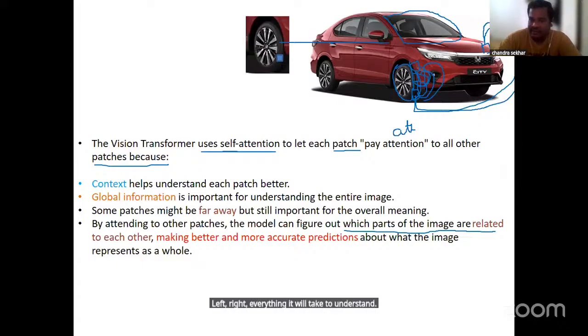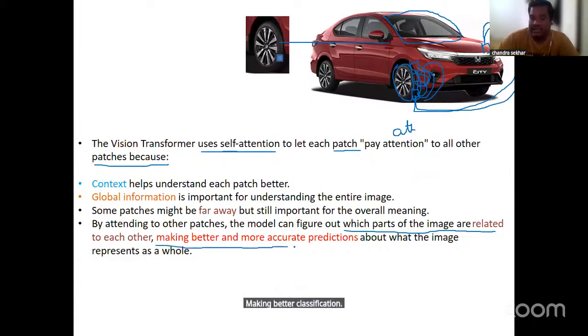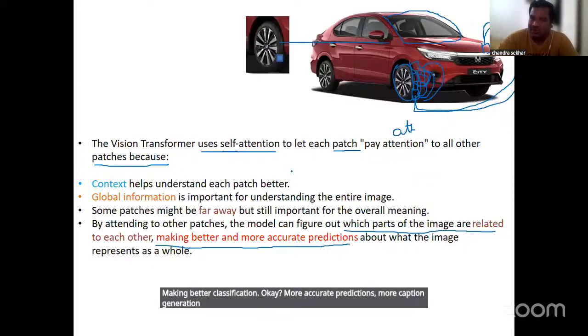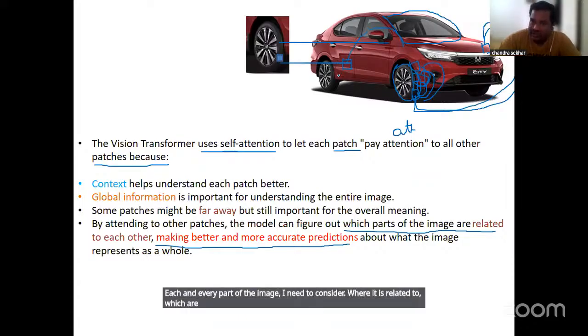By attending to other patches, the model can figure out which parts of the image are related to each other, making for better classification. Okay, more accurate predictions, more caption generation. So if I want high-level caption generation, I need to understand each and every patch, each and every part of the image I need to consider, where it is related to, which are the similar groups that I need to understand.